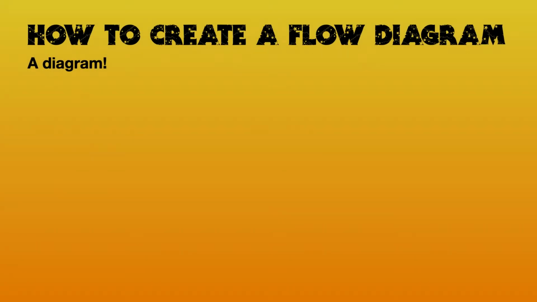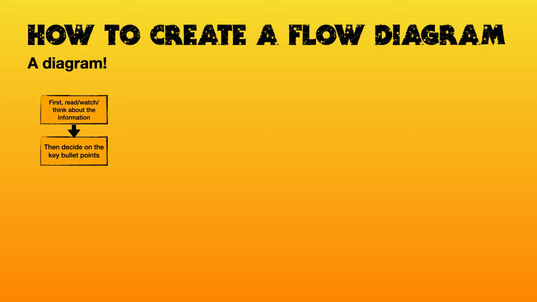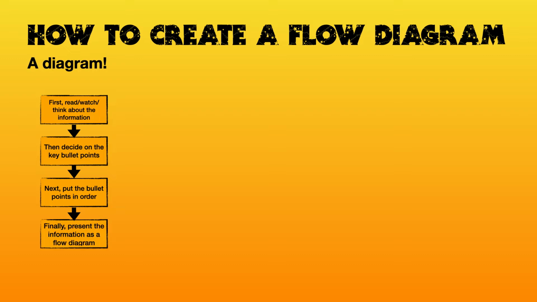How to create a flow diagram then? Well, I thought I'd put it in a flow diagram for you. So first of all, you read and watch and think about the information that you're going to talk about. Then you're going to decide on your key bullet points. Then you're going to put the bullet points in the order. So if it's instructions, you want it to be from the start of whatever you're instructing someone to do to the end. If it's to do with time, chronologically. And then finally present the information as a flow diagram.